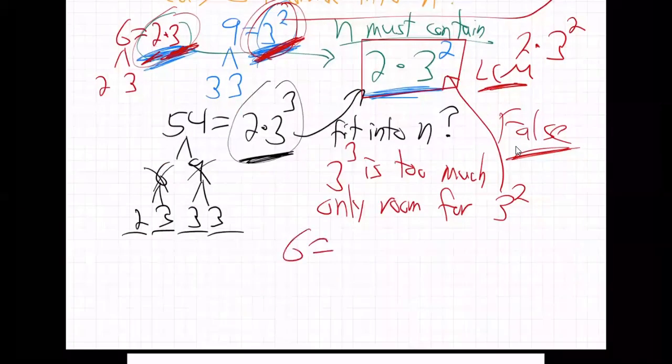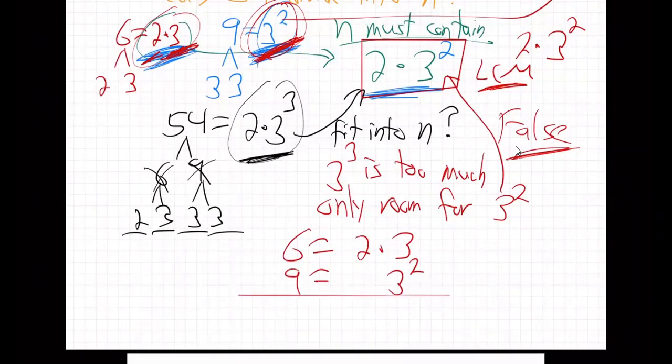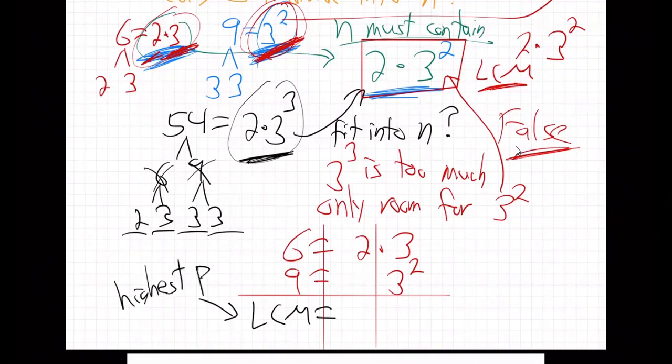If I came down here and wrote the 6 as 2 times 3, the 9 as 3 squared, and put a line and a line and a line, remember our line-them-up thing from the GCF and the LCM? Remember the LCM from our earlier homework: you take the highest power for each prime. That's what we're doing. The highest power on the 2 is just 1. The highest power on the 3 is 3 squared.